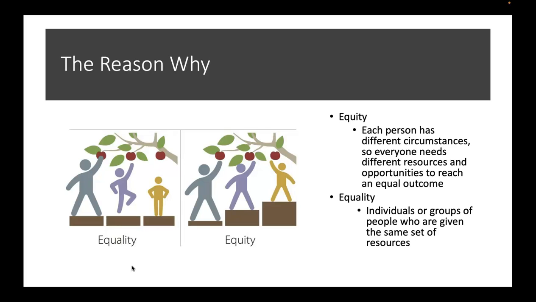Equity is each person has different circumstances, so everyone needs different resources and opportunities to reach an equal outcome. In the classroom, this could be overcoming barriers like race, gender, and home life. This is the answer for supporting every student in schools. When schools provide their students with resources that fit individual circumstances, the entire classroom environment improves, like in the picture on the screen.